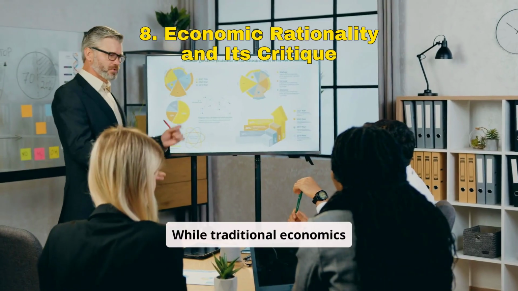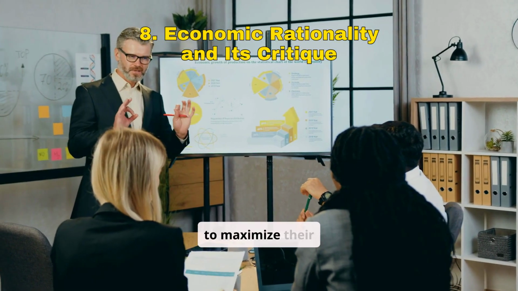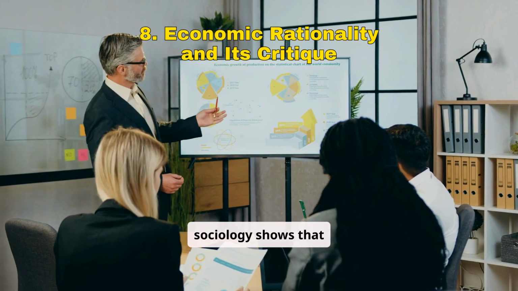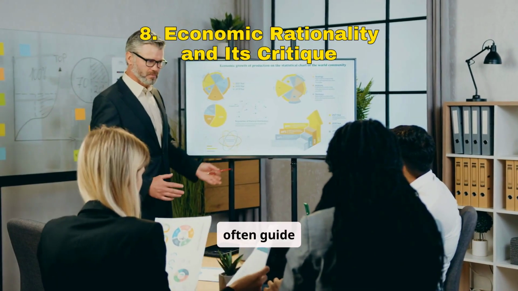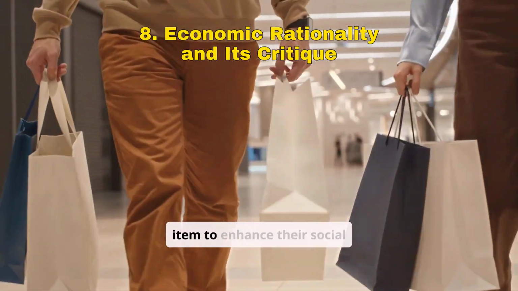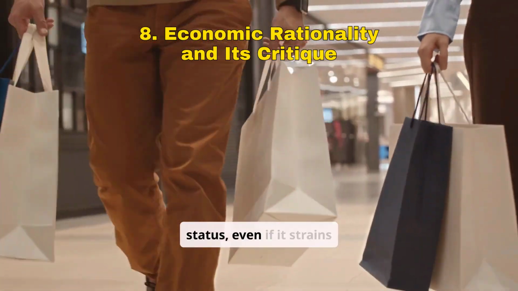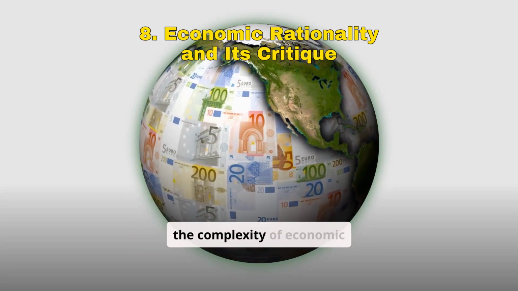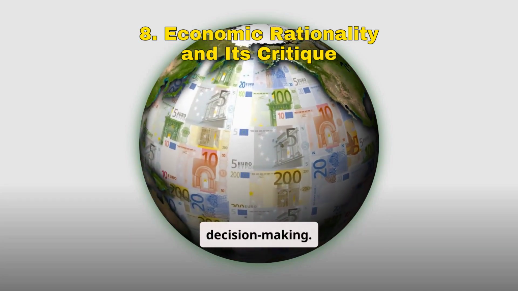While traditional economics assumes people act rationally to maximize their benefits, economic sociology shows that emotions, habits, and social pressures often guide decisions. For example, someone might buy an expensive item to enhance their social status, even if it strains their finances. These behaviors demonstrate the complexity of economic decision-making.